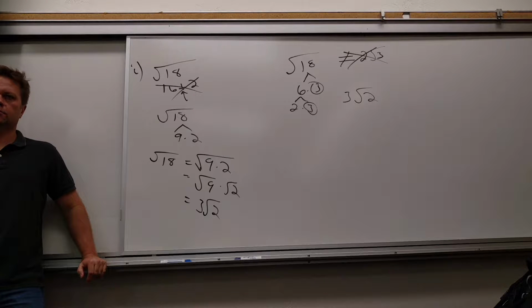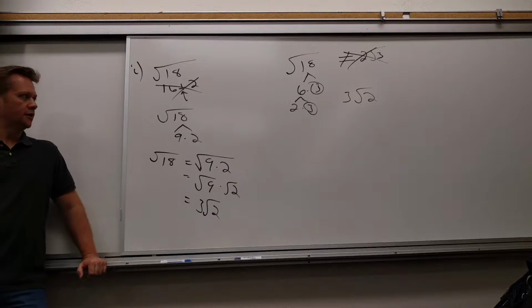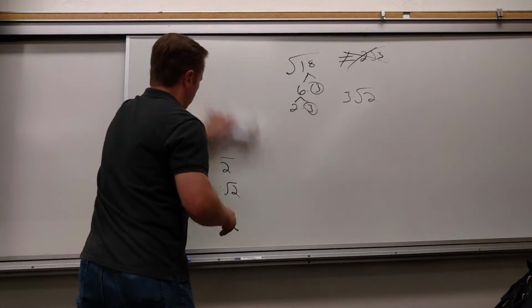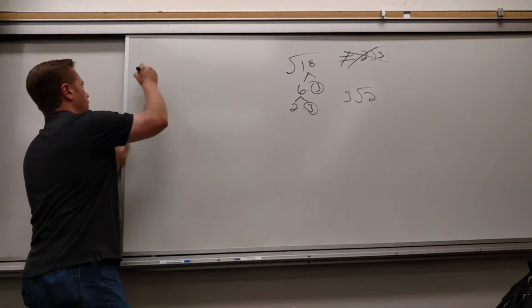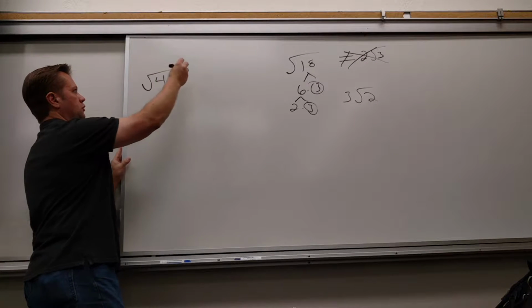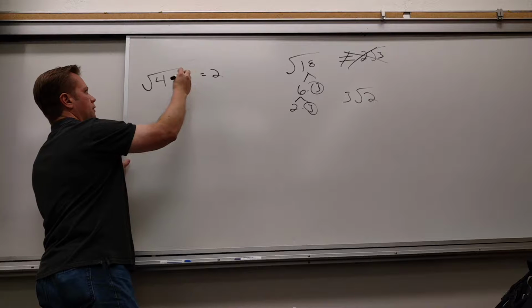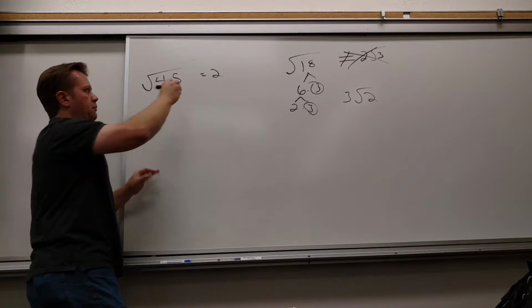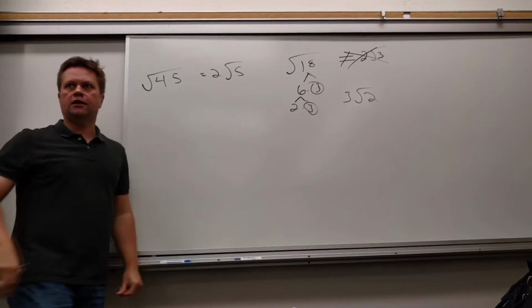All right. Okay. All right. Let me try this a different way here. What is the square root of 4? That is 2. So if I had an extra 5 in there, well, that poor little 5 is still going to be in there because I can't do anything with it.